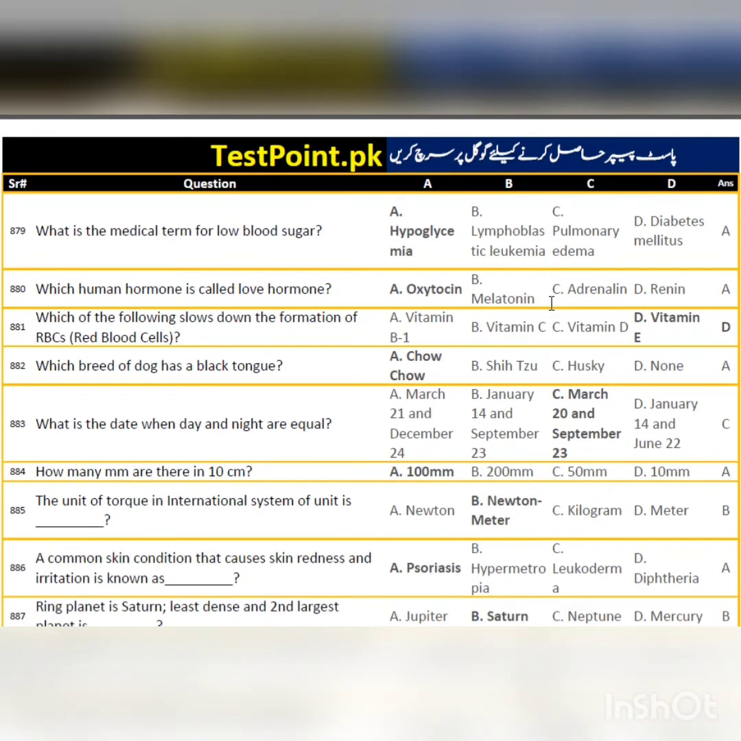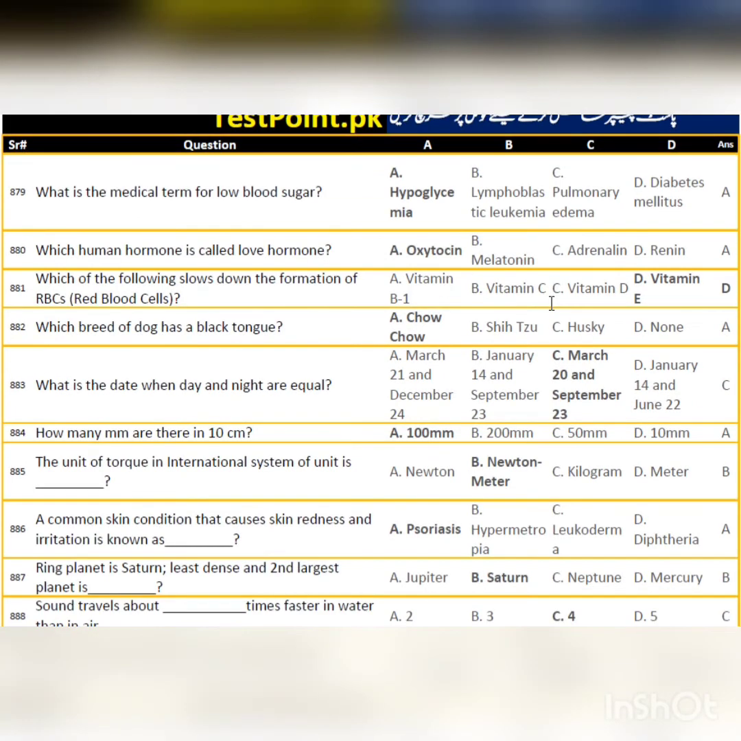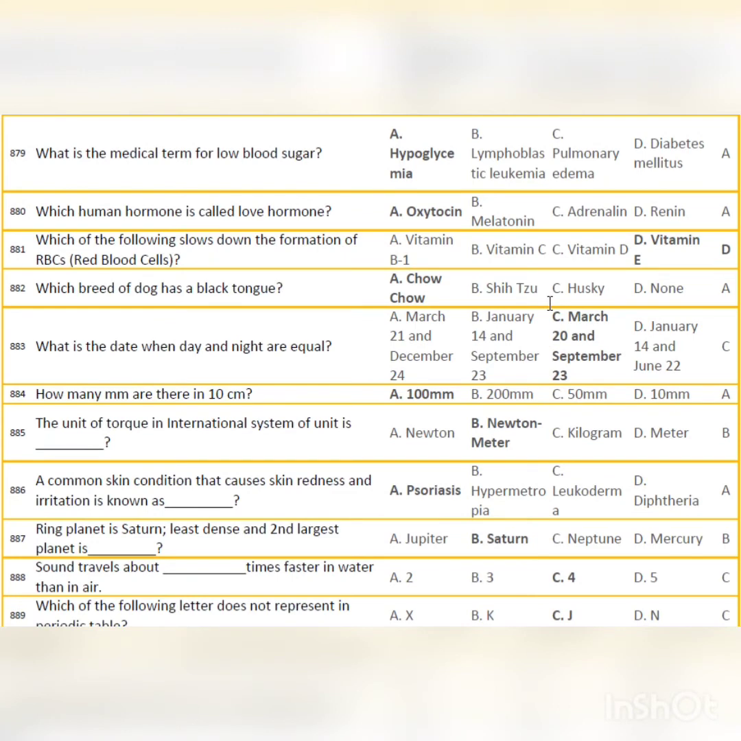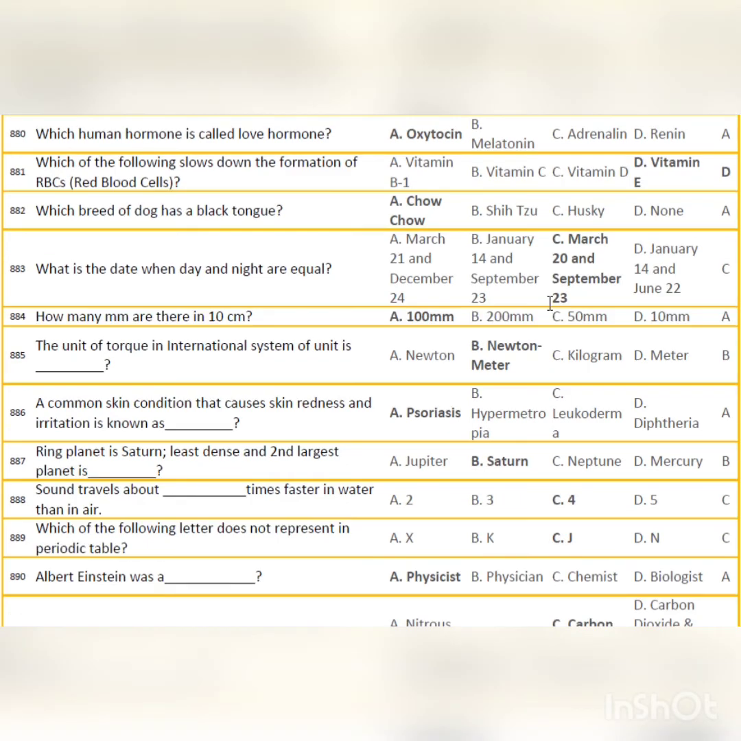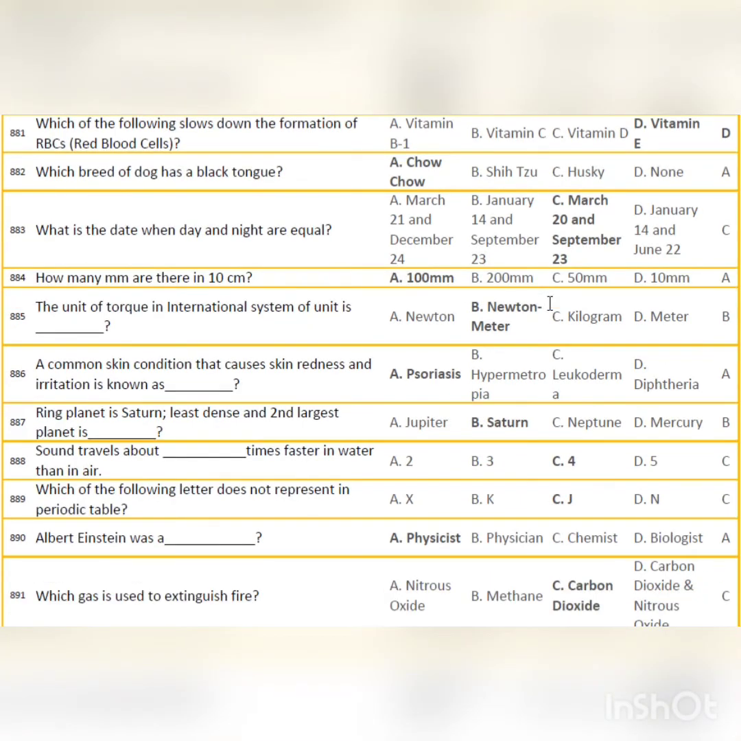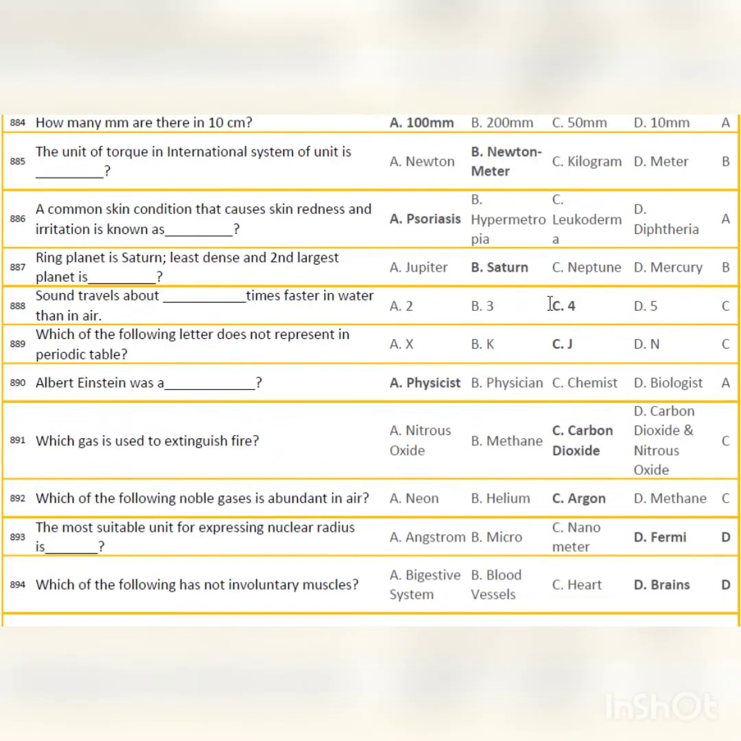The greenhouse effect is caused by an excess of dash. A. Carbon dioxide, B. Carbon monoxide, C. Carbon tetrachloride, D. None of the above. Answer is the A. Carbon dioxide.